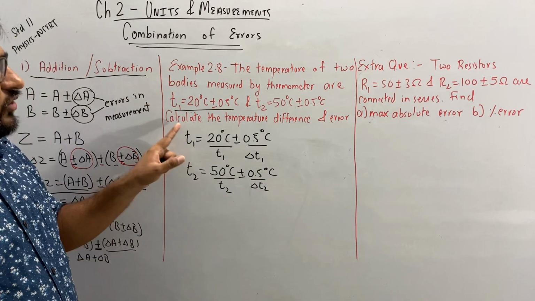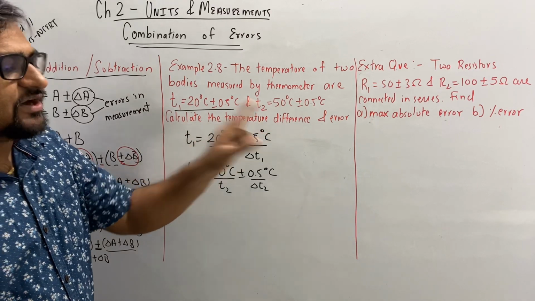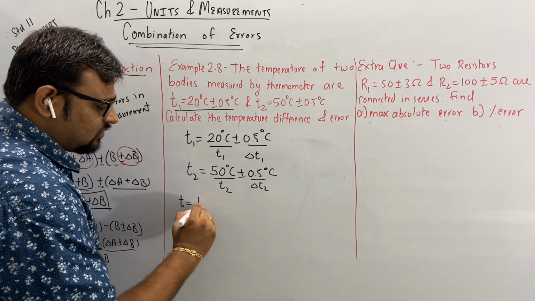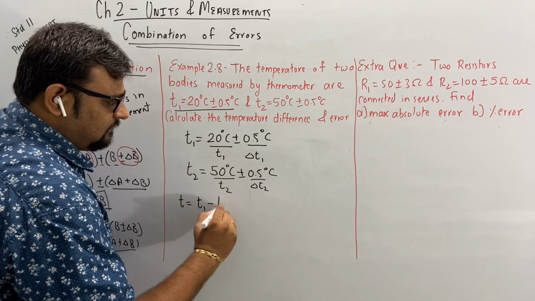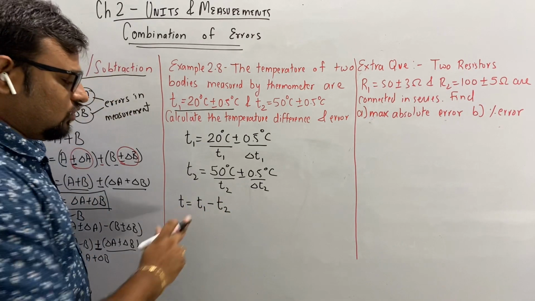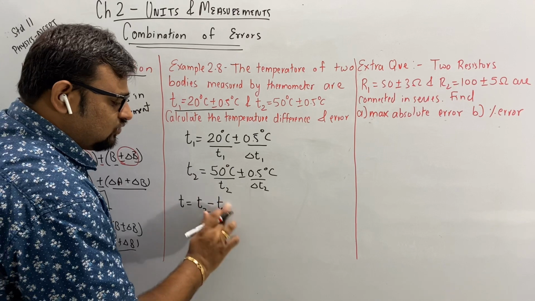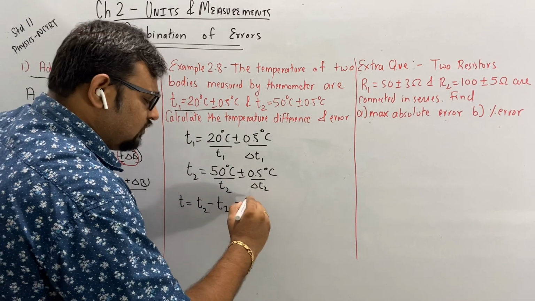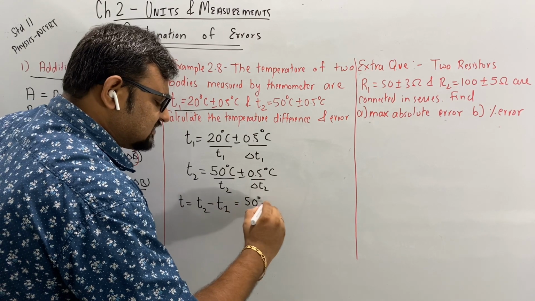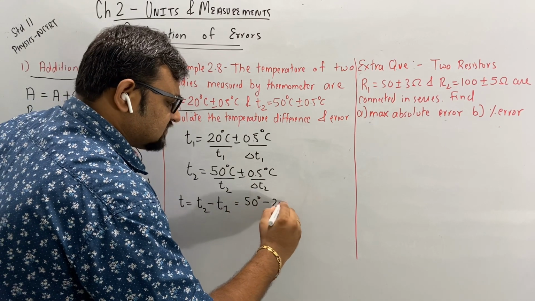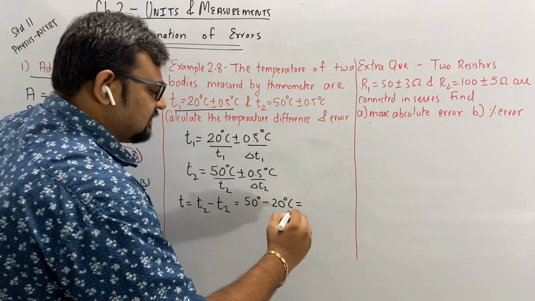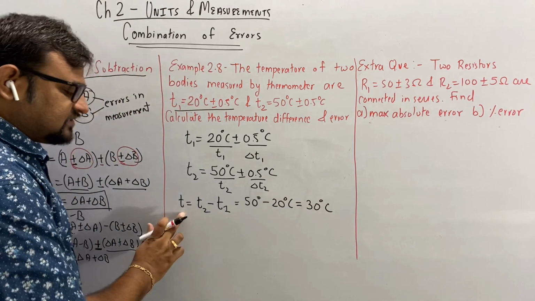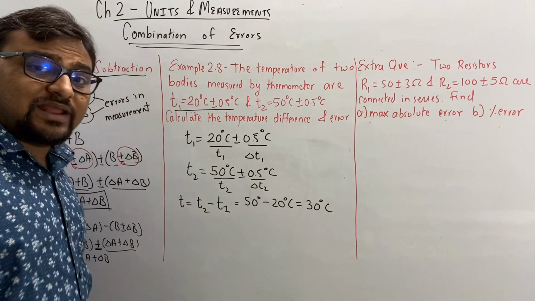Now you have to calculate the temperature difference. So the formula will be T equal to T1 minus T2, or let's take T2 minus T1. So what is T2? 50 degrees Celsius minus 20 degrees Celsius. This will be 30 degrees Celsius. Okay, this is T. Now, what will be the error?